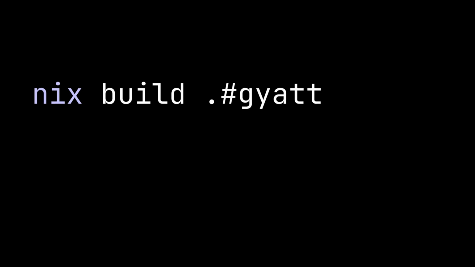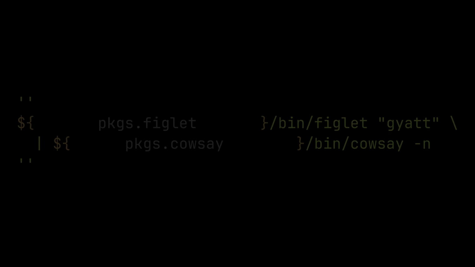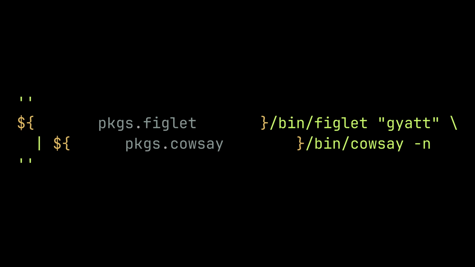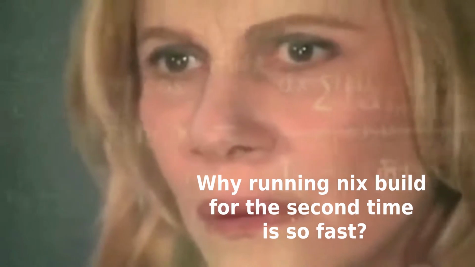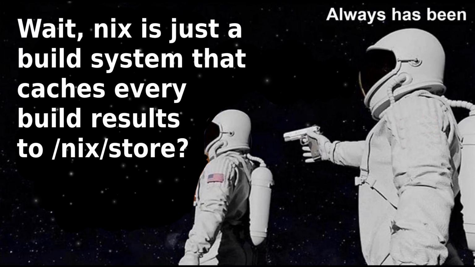But here is the mystery. When you open the Git executable that has been built, you will see the dependency packages we interpolated before are substituted with some mysterious file path. What is this? How does the interpolation work? What is Nix store? Why running nix build for the second time is so fast? If you are questioning this, it means you are getting closer to the essence of Nix, but that will be a topic for another video.